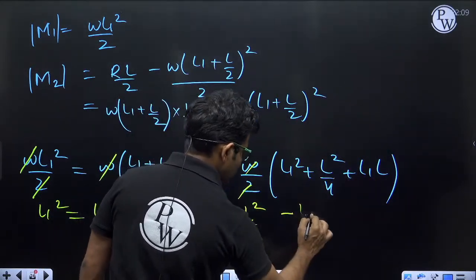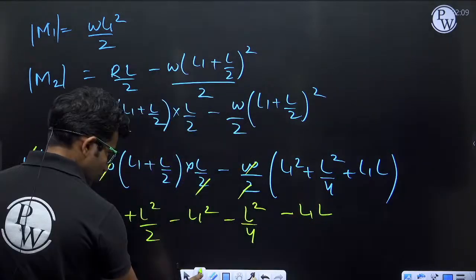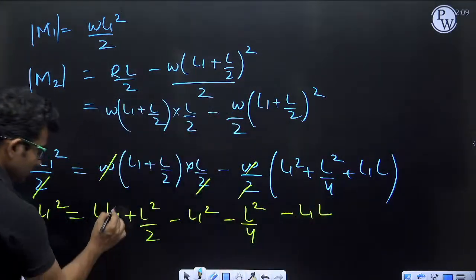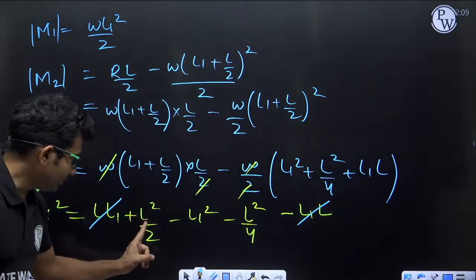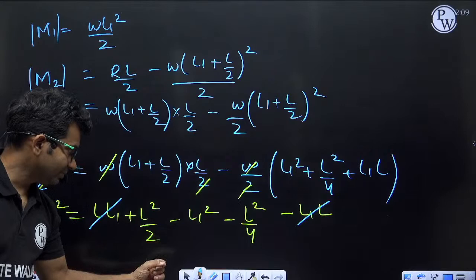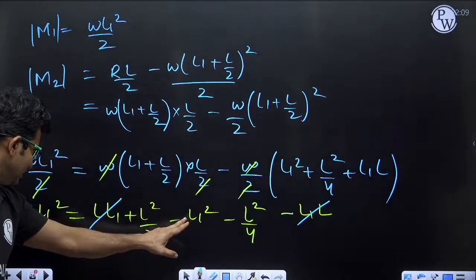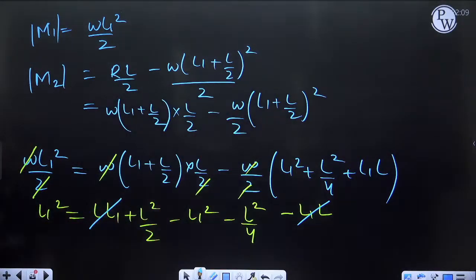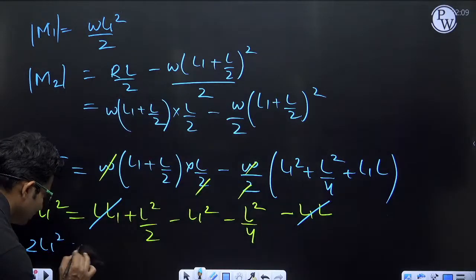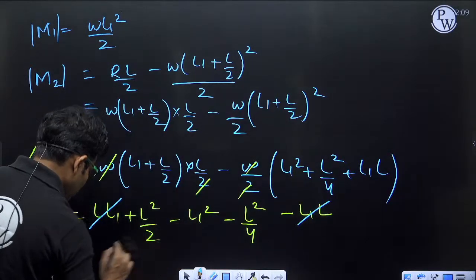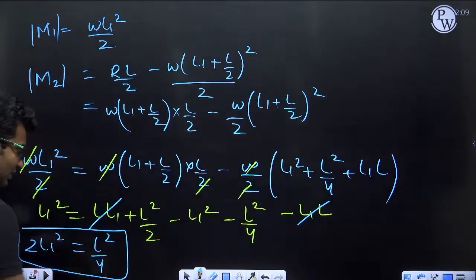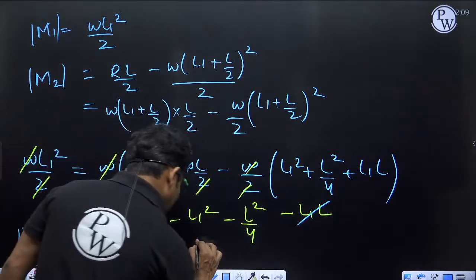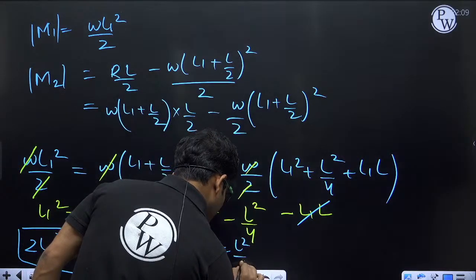minus L into L1. Okay, so L into L1 and minus L into L1, this will get cancelled out. L square by 2 minus L square by 4, this will become L square by 4, and L1 square will come this side, this will become 2L1 square will be equal to L square by 4. Okay, so from this we can say that L1 square is equal to L square by 8.